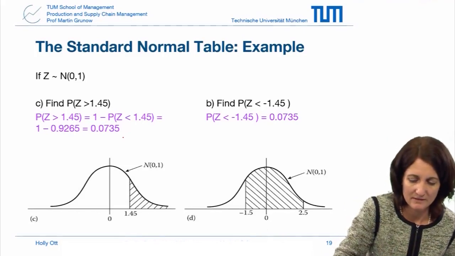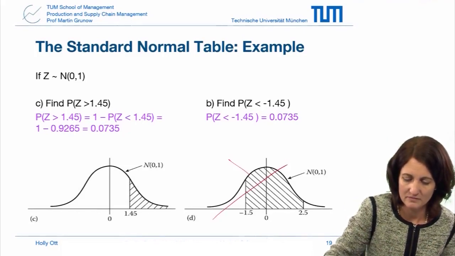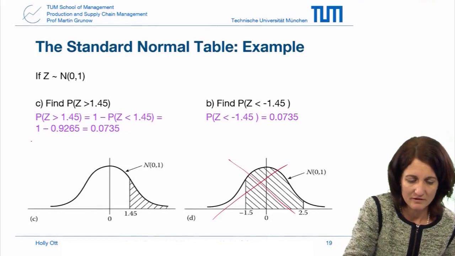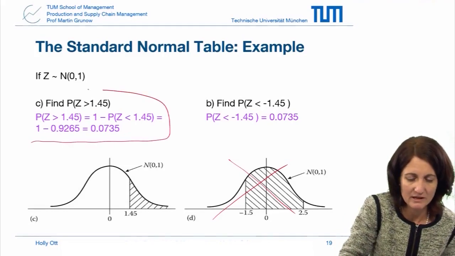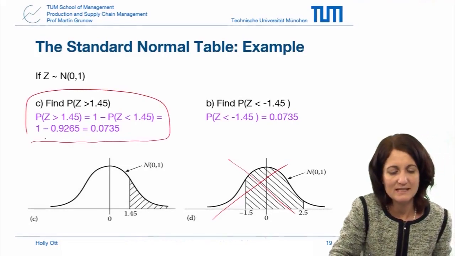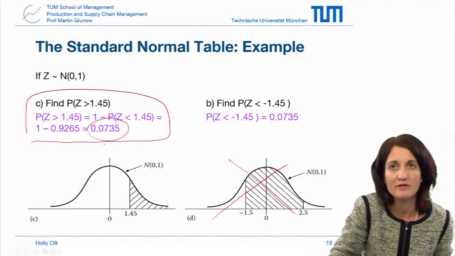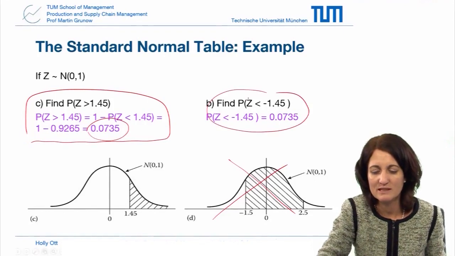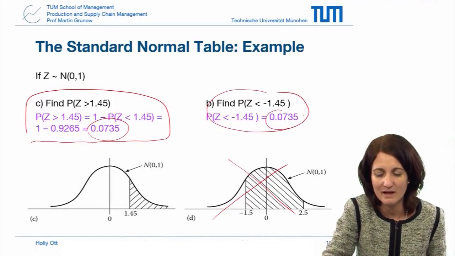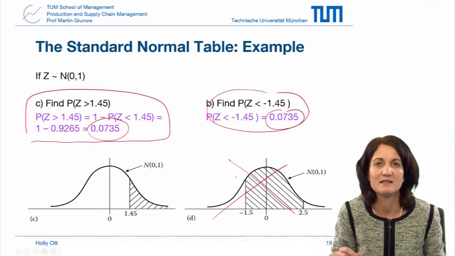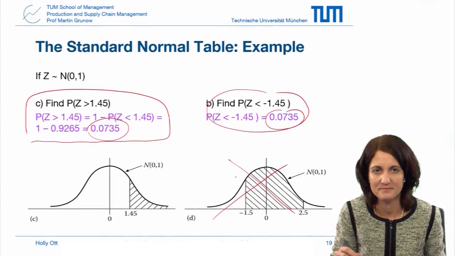So here we see, excuse me, this is the wrong picture. From before, this is what we just calculated here. The proportion that Z is greater than 1.45 is equal to 7.35%. The proportion that Z is less than minus 1.45 is also 7.35%.